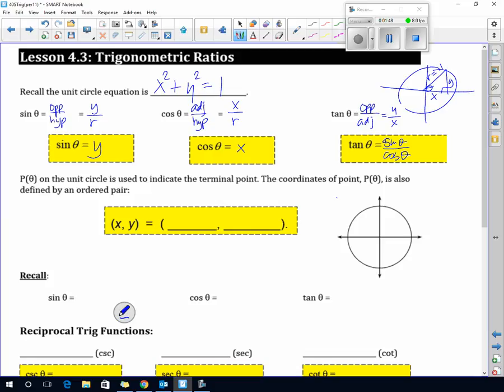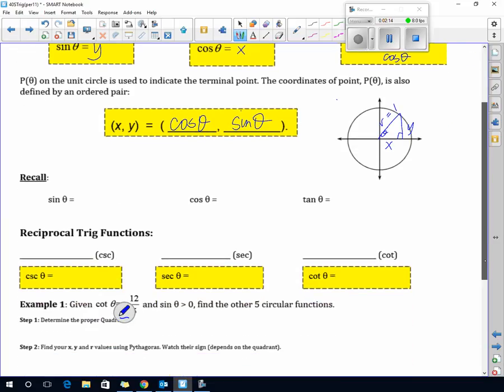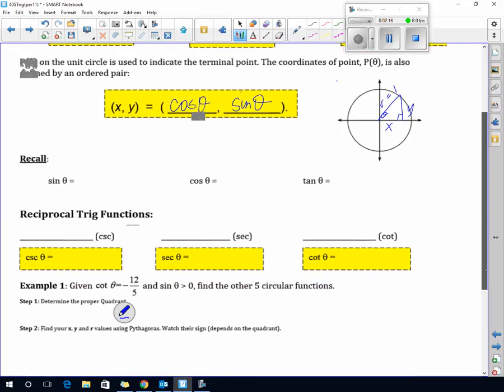So P of theta is on the unit circle to indicate a terminal point. P of theta is also defined by the ordered pair xy, which now is cos theta, sine theta. Oh, there I had my unit circle. Why didn't I see that? Okay, I'll redraw it. X, Y, R equals 1, theta. Okay. So here we're introducing the next 3 trig ratios.